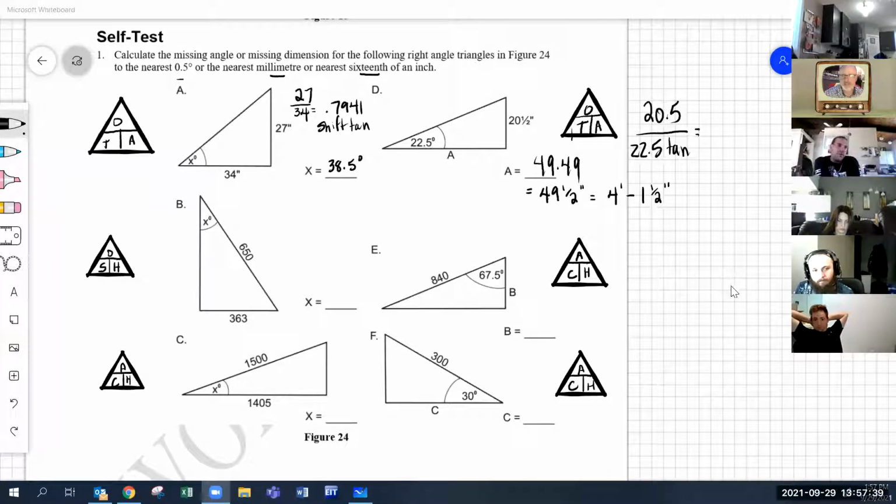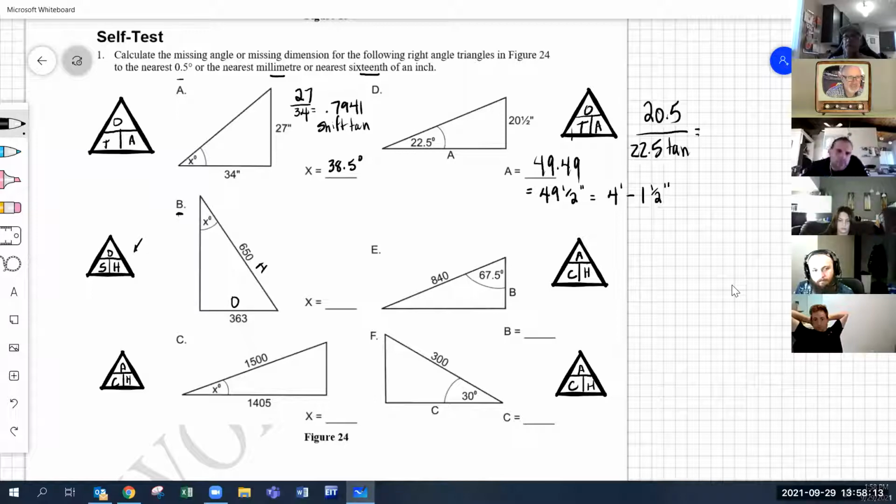So as everybody trickles back into the room, I'm just going to put up the answers on the screen here for each of these individual ones. A and D are done. I'm going to go to B next. And the variables that we are given are the hypotenuse and the opposite. So we will use this formula right here.